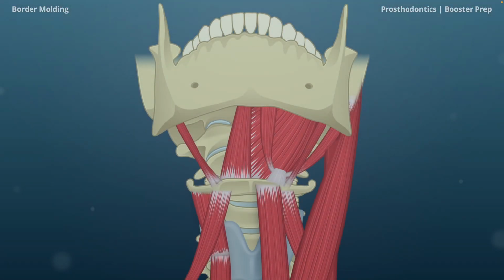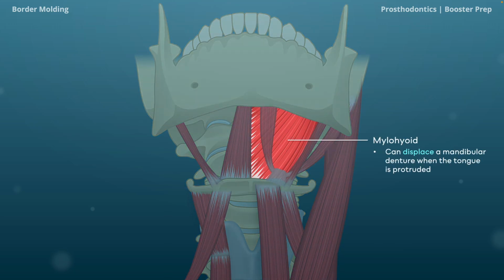Another issue with overextended flanges, more specifically an overextended mandibular lingual flange, is that the denture can easily be displaced when the tongue is protruded. This is because of the mylohyoid muscle, which supports the floor of the mouth and can push against the poorly fitting mandibular denture when the tongue is protruded, causing it to shift or move out of place.